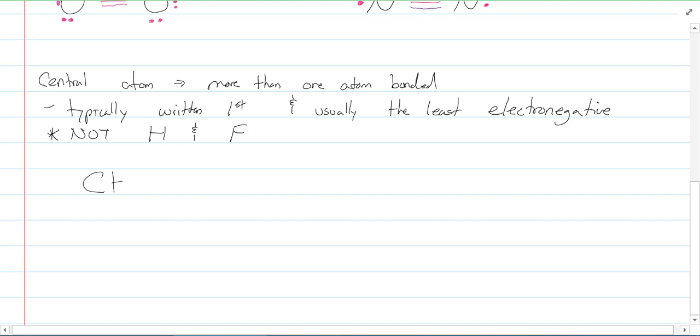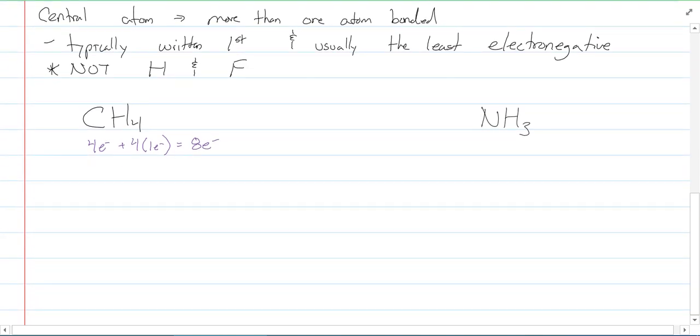We'll do CH4, and we'll do NH3. So methane and ammonia. Electron count for methane, 4 for carbon, plus 4 times 1 for hydrogen. That gives us a total of 8 electrons. So who's in the center? Well, it's not hydrogen, and carbon's written first, so carbon will be in the center.